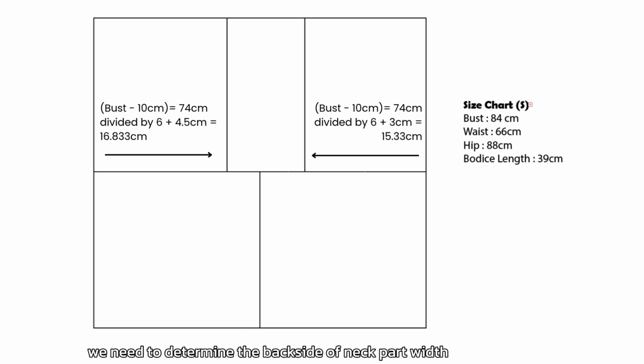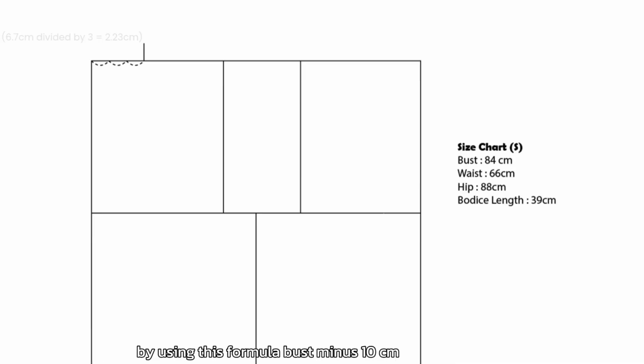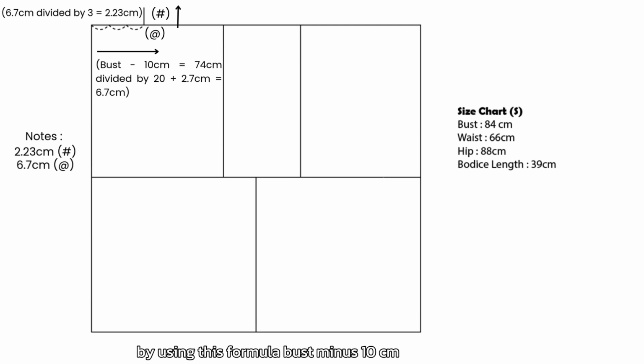Next we need to determine the back neck width by using this formula: bust minus 10 cm, 74 cm, divided by 20, plus 2.7 cm equals 6.7 cm. Mark and make the line. To determine neck height, divide the neck width of 6.7 cm into 3 parts. It's around 2.23 cm each.